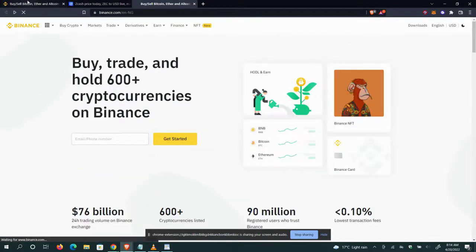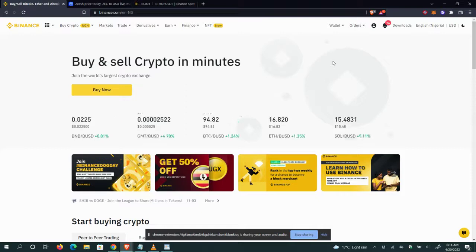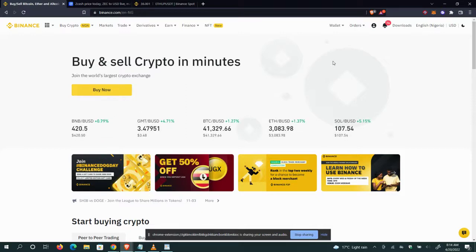So now, once you sign into your Binance, if you don't have a Binance account, you can just sign up. You also need to get verified. It's advisable you get verified if you really want to enjoy the whole range of services Binance has to offer.